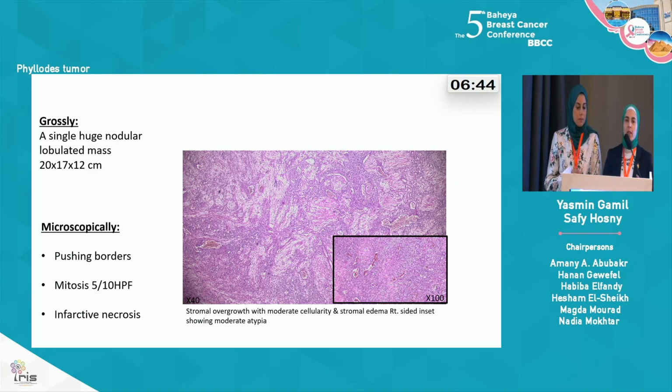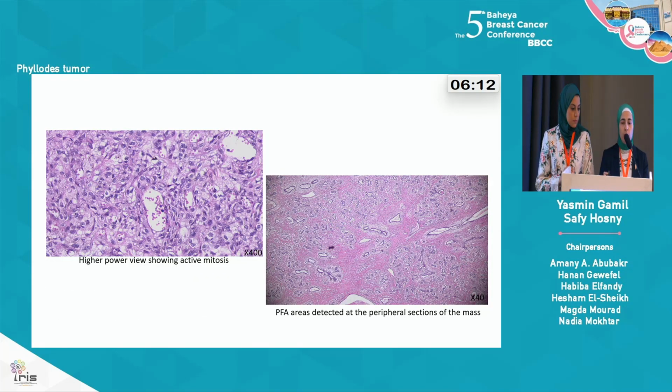Grossly, it proved to be a single huge nodular lobulated mass, 20 by 17 by 12 centimeters, and microscopically the borders were pushing. Mitoses were about 5 per 10 high power fields. There was associated infarctive necrosis. There were wide areas showing stromal overgrowth with moderate cellularity. Also stromal edema can be seen in this photo. The right-sided insert shows associated moderate atypia. Higher power view showing the mitosis. And interestingly, in this case, the peripheral sections taken from the mass showed classic pericanalicular fibroadenoma.